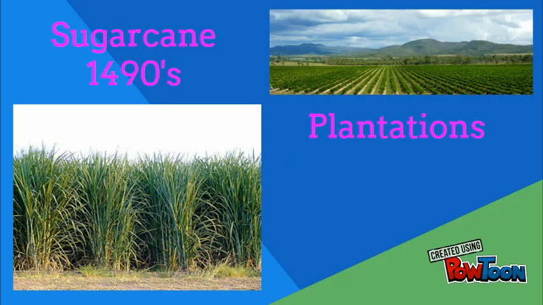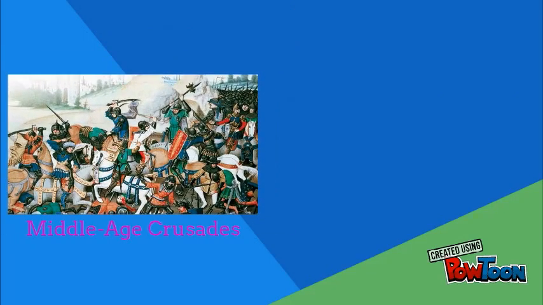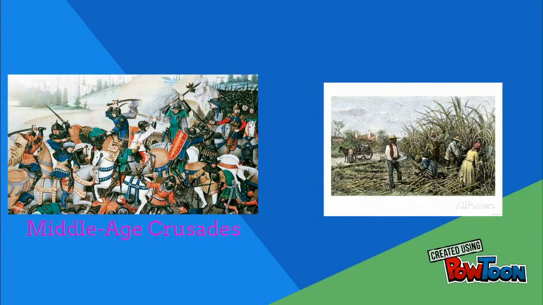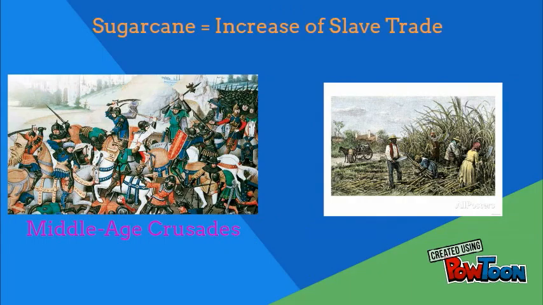During the 1490s, the discovery of the Americas and of sugarcane changed the slave trade. Sugarcane was first introduced during the Middle Age Crusades from Southwest Asia. After the introduction of sugarcane to plantations, the slave trade rapidly increased.